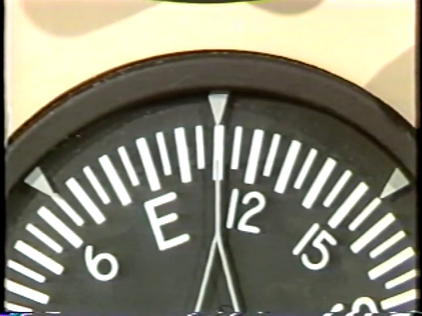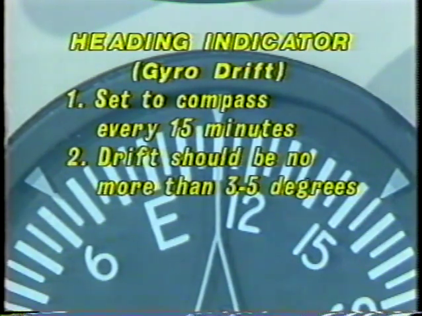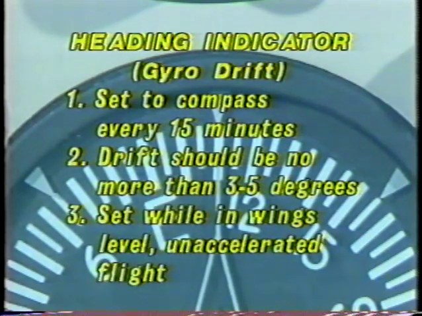The rule of thumb is that the heading indicator should be set every 15 minutes, and the drift should be no more than 3 to 5 degrees each 15 minutes. This should be done only when the airplane is in full, unaccelerated flight. Otherwise, erroneous magnetic compass readings will be obtained.